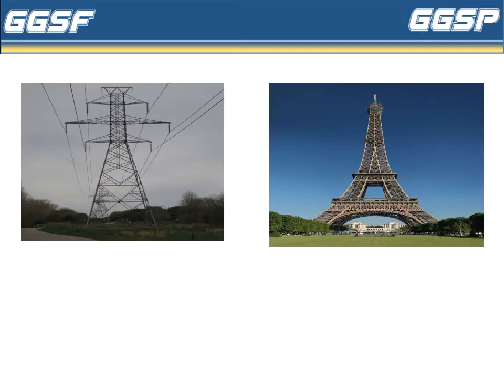These are some examples of lattice tower. The right one is the Eiffel Tower, which is of typically triangular construction. Okay, this is the example for lattice tower.